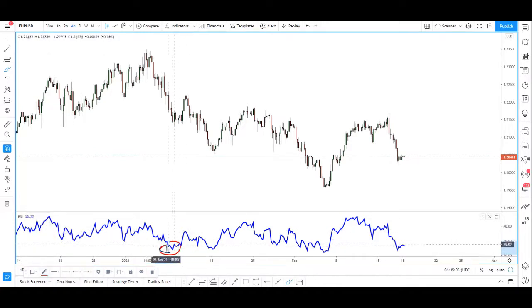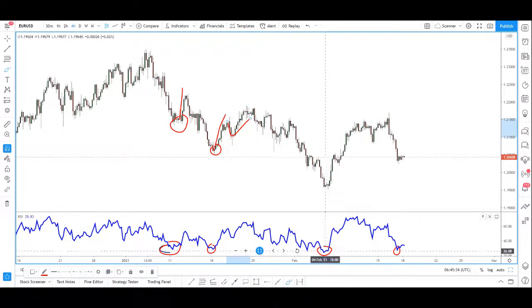RSI actually made a low over here. It made a low over here as well, and of course it made a low at this area, and now RSI is making a low at this area. Now, what is the common similarity between all these 4 points? Every time RSI made a low, price would show a bounce. This time RSI made a low, and price showed a bounce. Of course, price came back and went even higher.